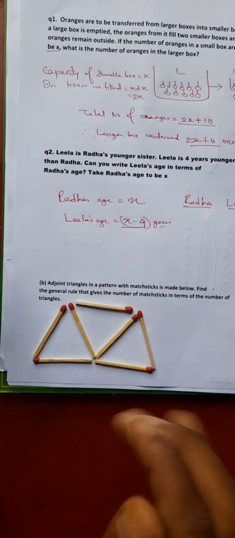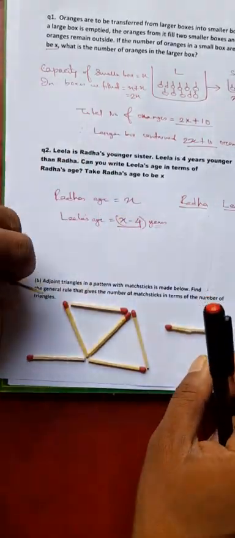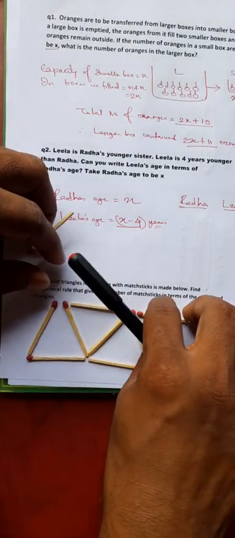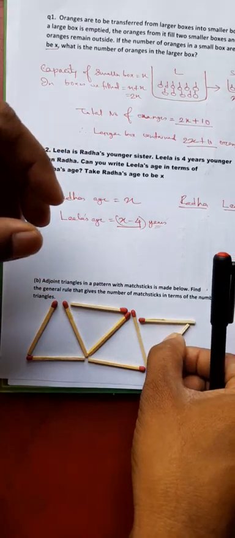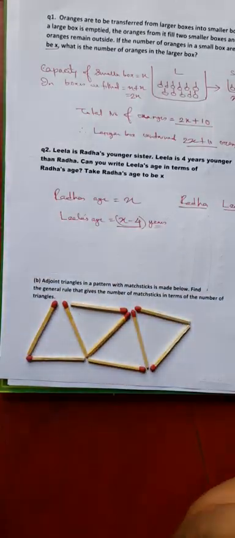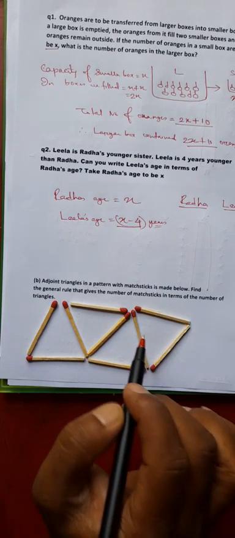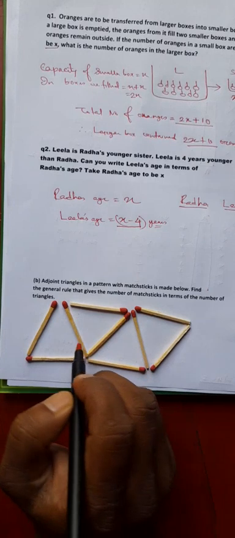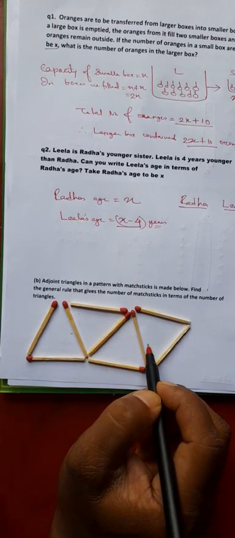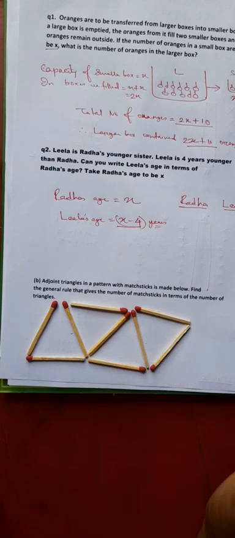Again, for forming 4 triangles, let's form 4 triangles here. Ideally, for 4 triangles, you should have considered 12 sticks, but here we are replacing how many sticks? 1 is from here, 1 is from here, 1 is from here. That means we are replacing 3 sticks.